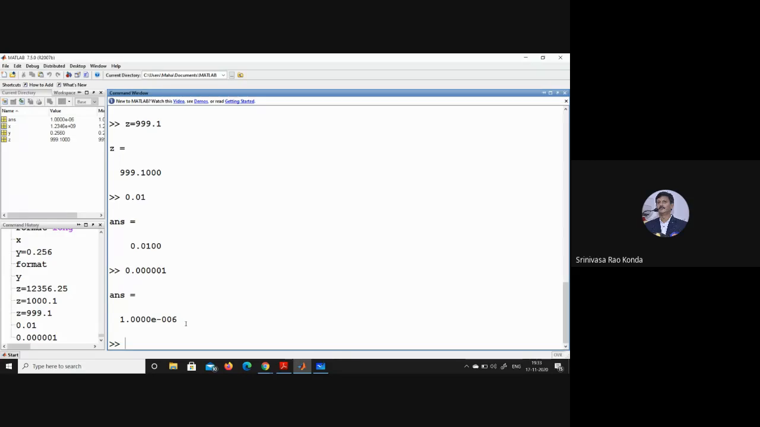I told formatting techniques and formatting of numbers. With this, today I'm closing the class. Tomorrow we'll start. I will take a new topic and I will explain. Any doubts you can ask now.